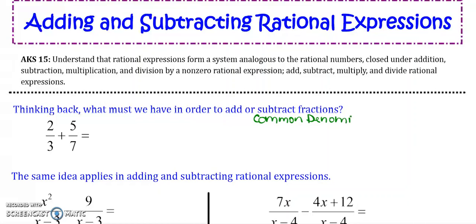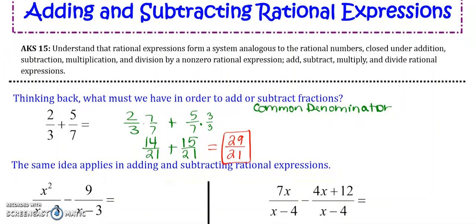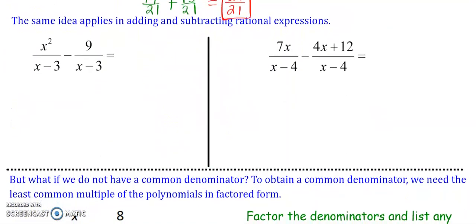Okay, so let's look at these two fractions for a second. It looks like our common denominator is going to be 21. So we have to multiply 2/3 by 7/7, and then the 5/7 we have to multiply by 3/3 in order to get that common denominator of 21. So we have 14/21 plus 15/21. Now we can add those numerators and we get 29/21. Okay?